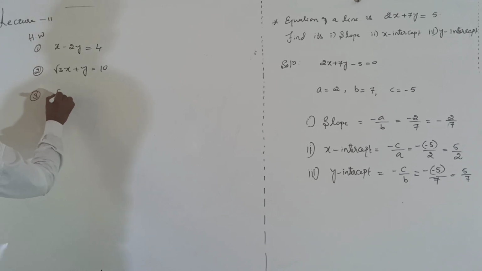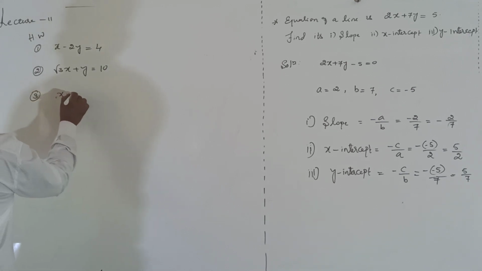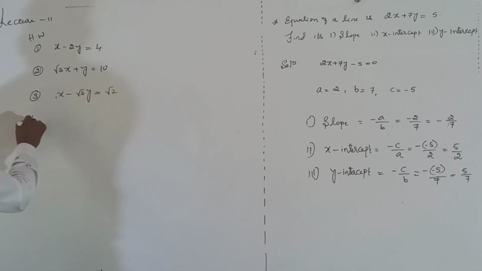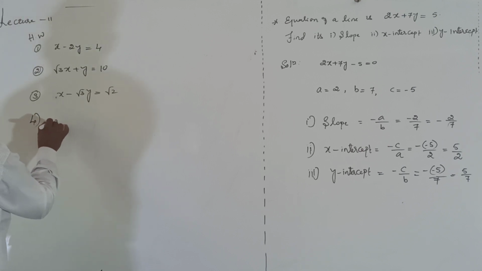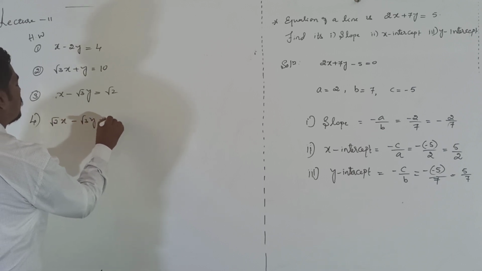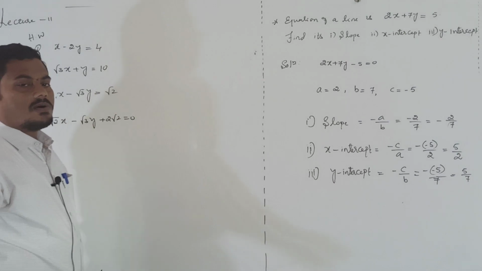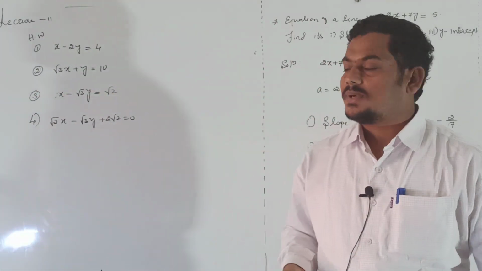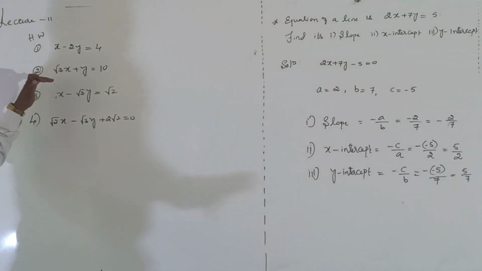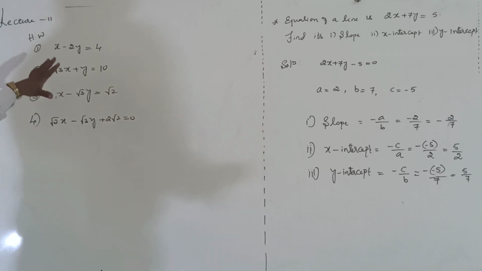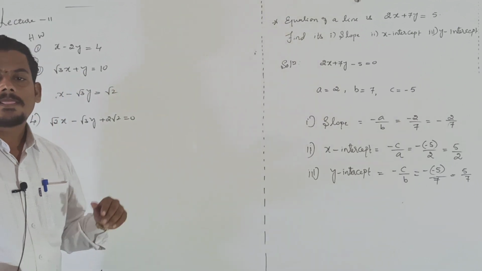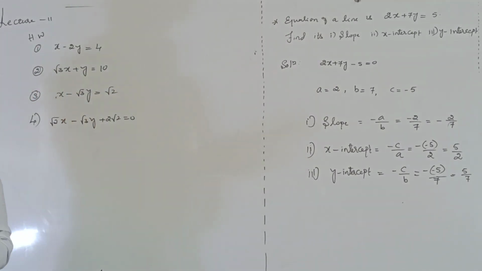Third question, x minus root 3 into y is equal to root 2. Fourth question, root 2x minus root 3y plus 2 root 2 is equal to 0. Find its slope, x-intercept and y-intercept, right? In all the cases, find slope, x-intercept and y-intercept, right?